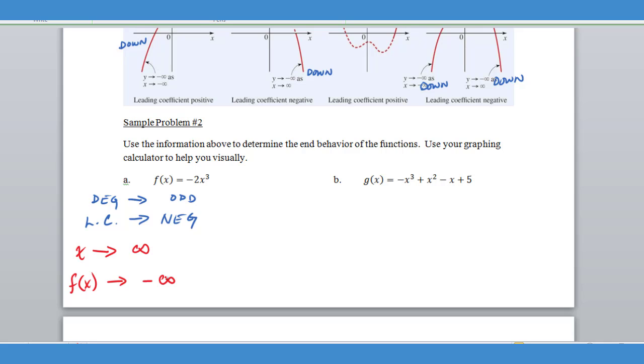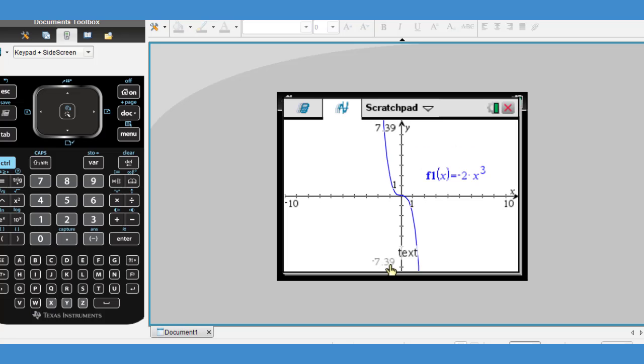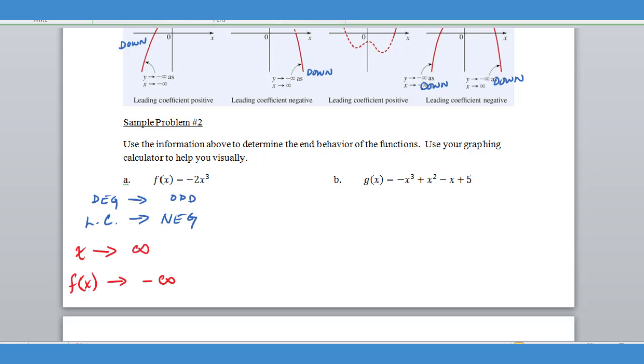Now, you could also use simply a graph. And so you can see here, negative 2x to the third, that as we approach positive infinity on the x-axis, our f of x value goes towards negative infinity. And then I have to come up with the other part of this as well. So as x approaches negative infinity, the f of x term, or the y term if you prefer, approaches positive infinity. Okay, so check to see how you did on that, and then let's go ahead and do part B.